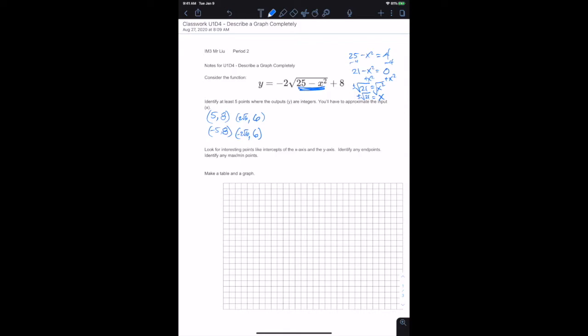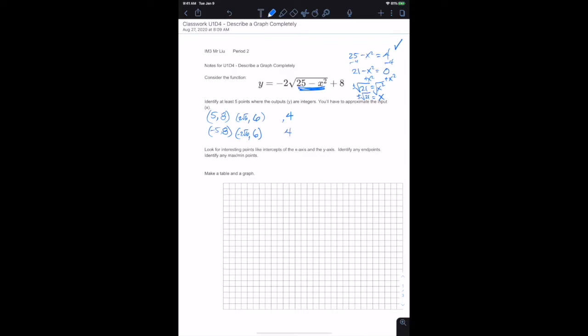But now we've just let 25 minus x squared equal 4. So 25 minus x squared is equal to 4. Square root of 4 is 2. That turns the negative 2 times 2 into negative 4. And we add that to 8. That becomes 4 now. So we got an integer value output of 4.